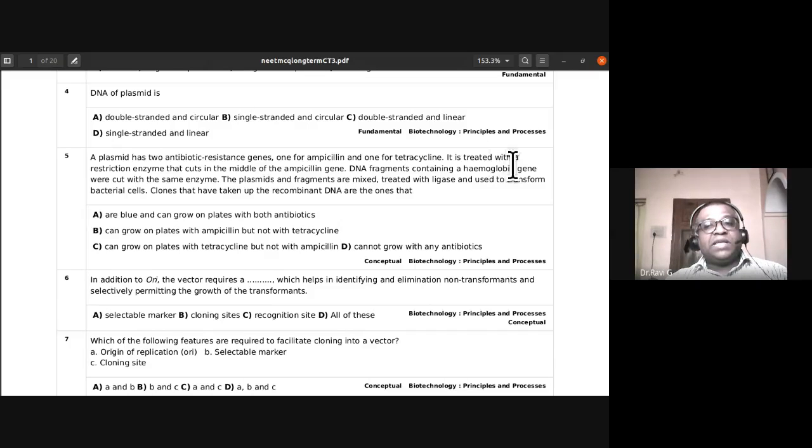DNA fragments containing a hemoglobin gene were cut with the same enzyme. The plasmids and fragments are mixed, treated with ligase, and used to transform bacterial cells. Clones that have taken up the recombinant DNA are the ones that: are blue and can grow on plates with both antibiotics; can grow on plates with ampicillin but not with tetracycline; can grow on plates with tetracycline but not with ampicillin; or cannot grow with any antibiotics. Which is the answer for this?